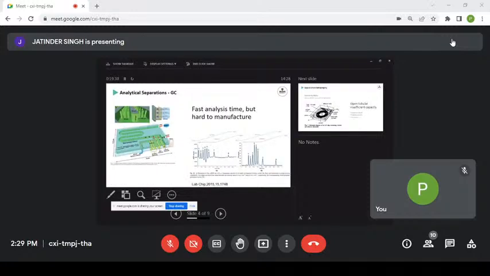Next separation that Professor Malik mentioned this morning is gas chromatography. We talked about this morning that gas chromatography is different from liquid chromatography because we're talking about a gas-based mobile phase and our stationary phase as a solid.